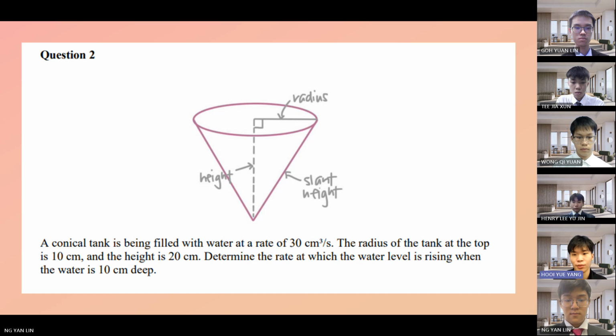Let me introduce the problem of question 2. We are given a conical tank being filled with water at a rate of 30 centimeters cubed per second. The radius of the tank at the top is 10 centimeters and the height is 20 centimeters. The task is to determine the rate at which the water level is rising when the water is 10 centimeters deep. Firstly, let us analyze the given information.